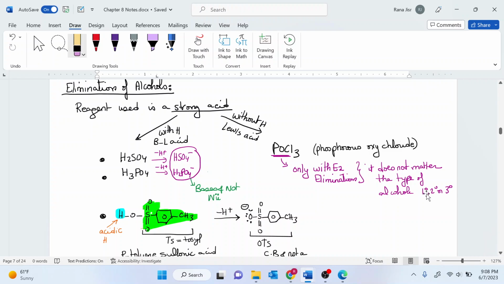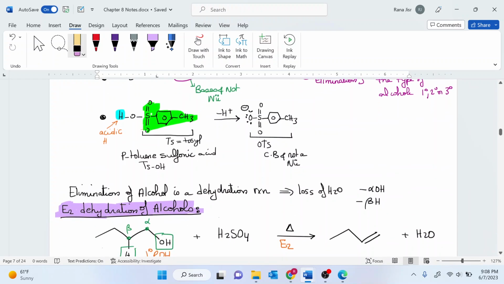The type of the alcohol doesn't matter. It reacts with any type of alcohol: primary, secondary, and tertiary. So we're going to take this reagent as an exception, in that it works with every single type of alcohol, and the mechanism should be an E2 mechanism. We're not changing the fundamentals of the mechanism. Whatever you learned for the E2 mechanism is going to stay. Whatever you learned for the E1 mechanism is also going to be exactly the same. Nothing is going to change in this case.